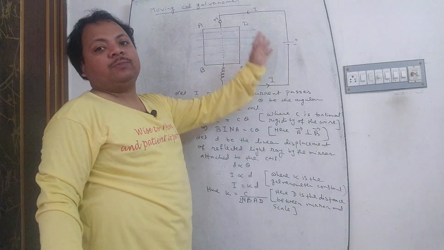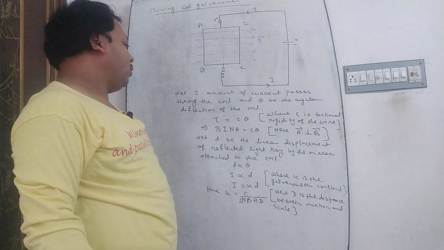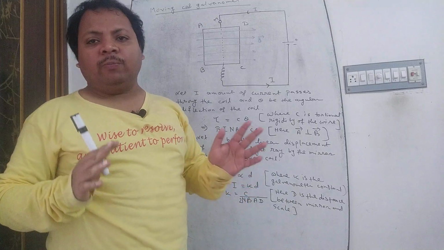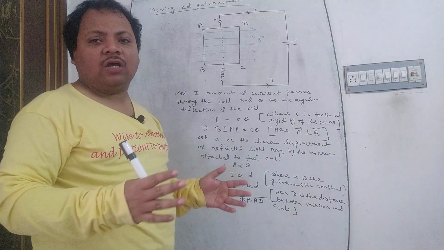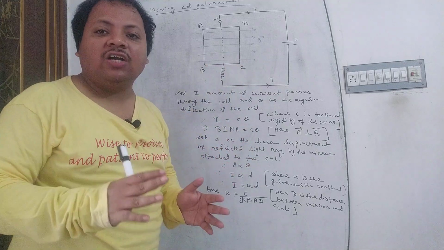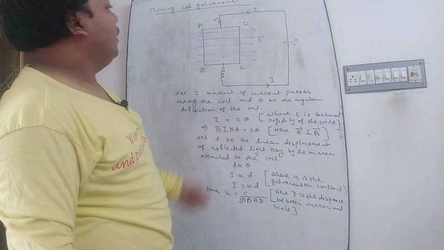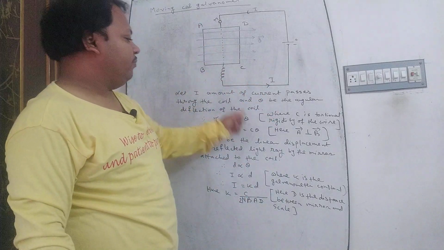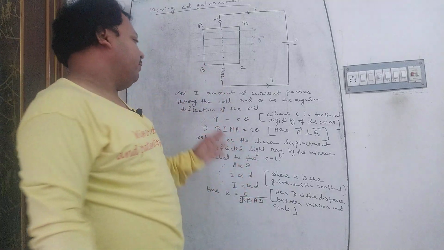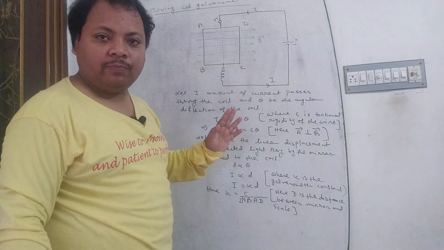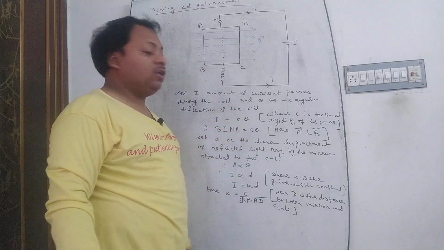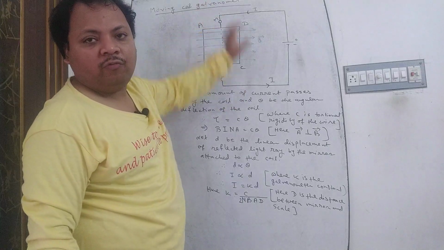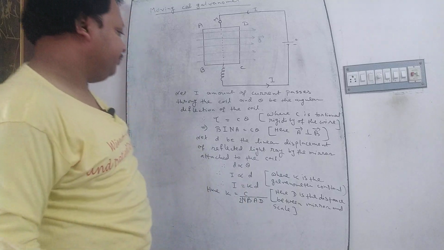Capital I amount of current is passing through the coil. Due to the current, the coil experiences a torque, and due to this torque, the coil is deflected by an angle theta. You know that tau is equal to C into theta. Here C is the torsional rigidity of the wire from which the coil is suspended.